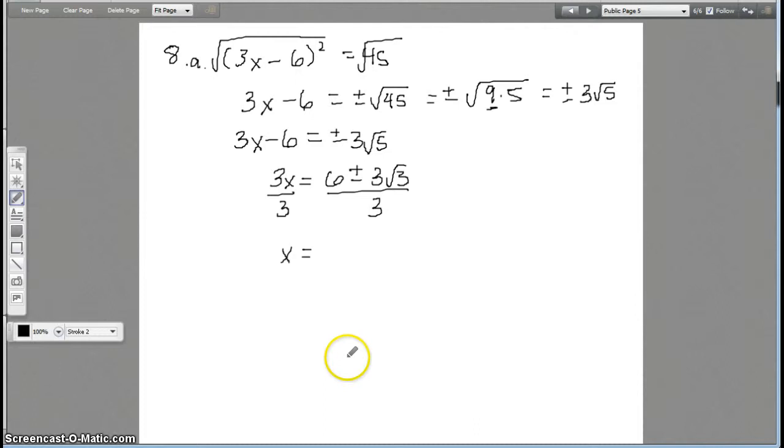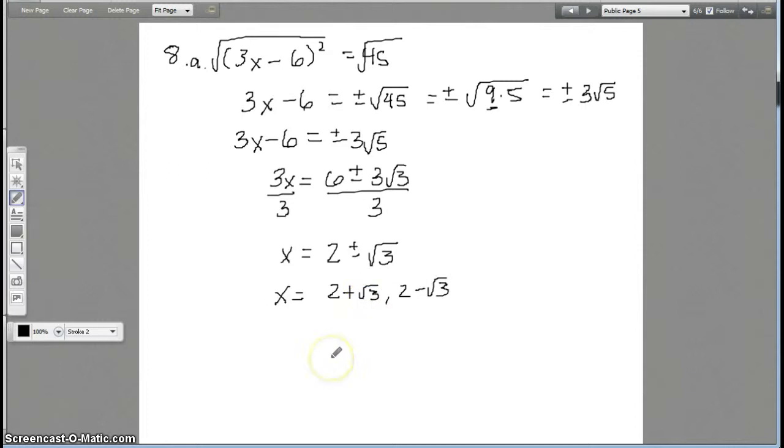Well, everything has a common factor of 3. 3 goes into 6 2 times, and then 3 goes into 3 1 time. So 6 plus or minus 3 root 5 over 3 is going to be 2 plus or minus the square root of 5. Now, I'm fine with you leaving your answer in this form, but if you would like to, you can go ahead and write it as 2 plus the square root of 5 and 2 minus the square root of 5.